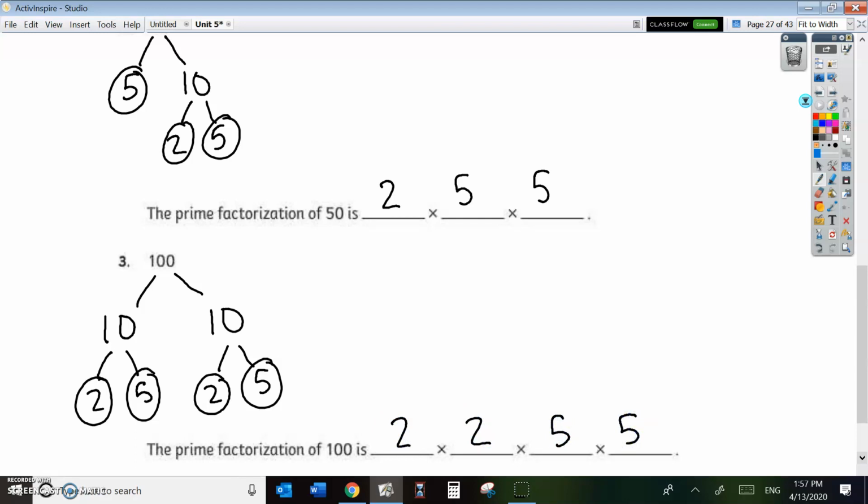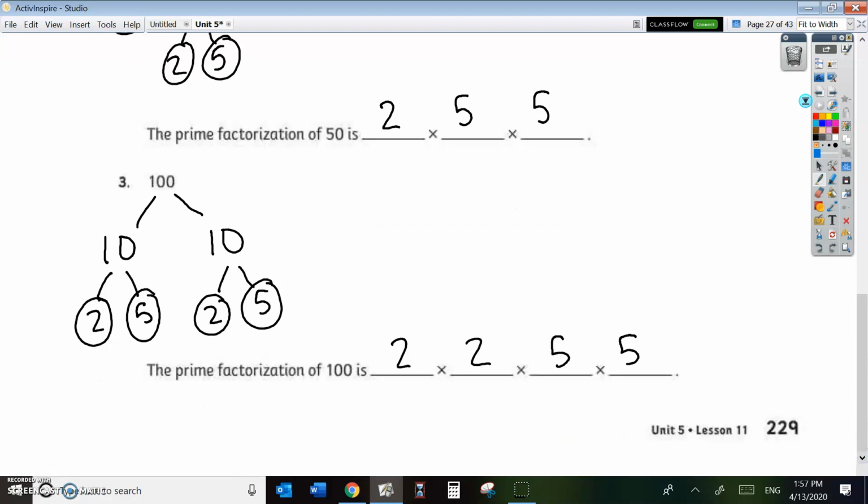By the way, another way you could look at that is 2 squared times 5 squared. This number right here, the little number, is called the exponent. And it tells you how many times that the base is multiplied by itself. So 5 is the base, and it's being multiplied by itself twice.